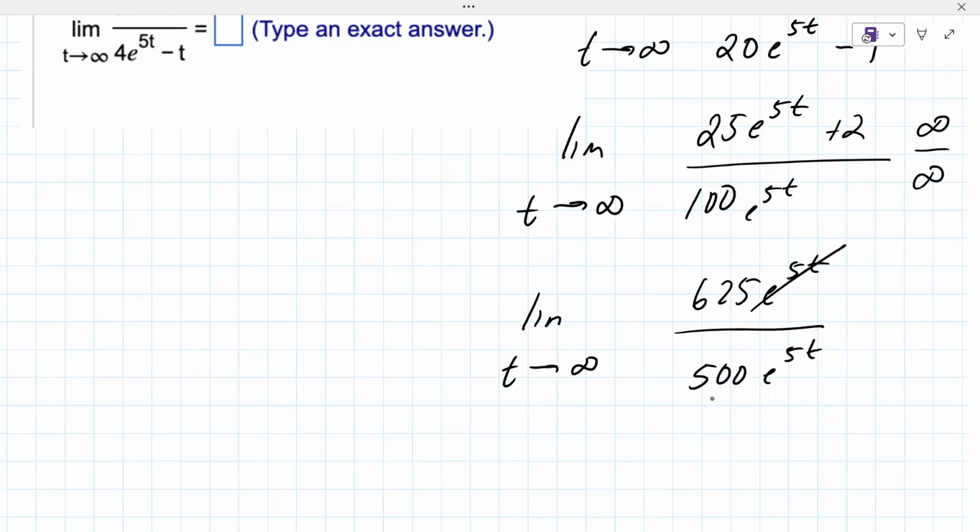So now the e's cancel and you're just left with the number. Oh, so it's 625 over 500. Yeah, and then you want to divide and reduce that. So you're welcome to use the calculator. If you're using a TI-83, you can do the to-fraction function. Enter.